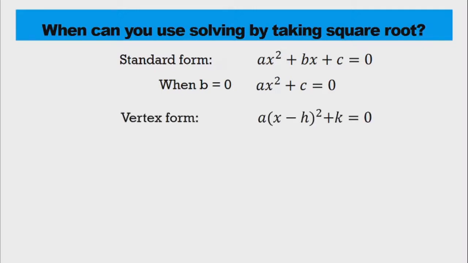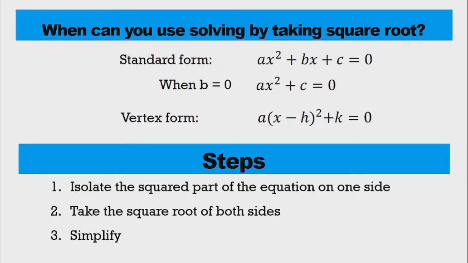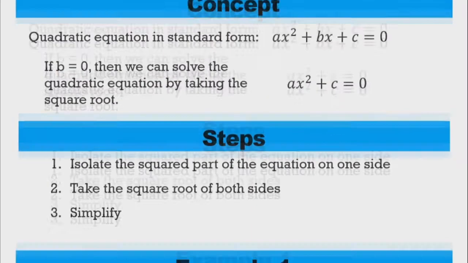The second case is when the equation is given to you or is written in vertex form. In this case, we can also solve the equation by taking the square root. To be able to solve by taking the square root, we first have to isolate the square part of the quadratic equation on one side, and everything else has to be on the other side of the equal sign. And then you have to take the square root of both sides and simplify. So let's look at some examples.